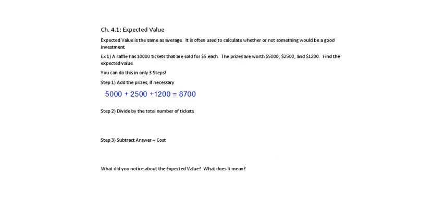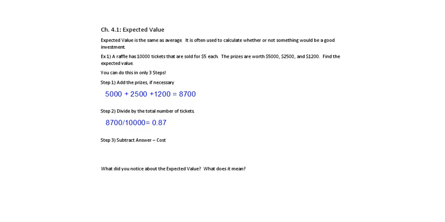Step 2, I would like to take our answer and divide it by the total number of tickets. Our previous answer was 8,700. I'm going to divide that by 10,000 because there are 10,000 tickets, and that's equal to 0.87. So far, so good.